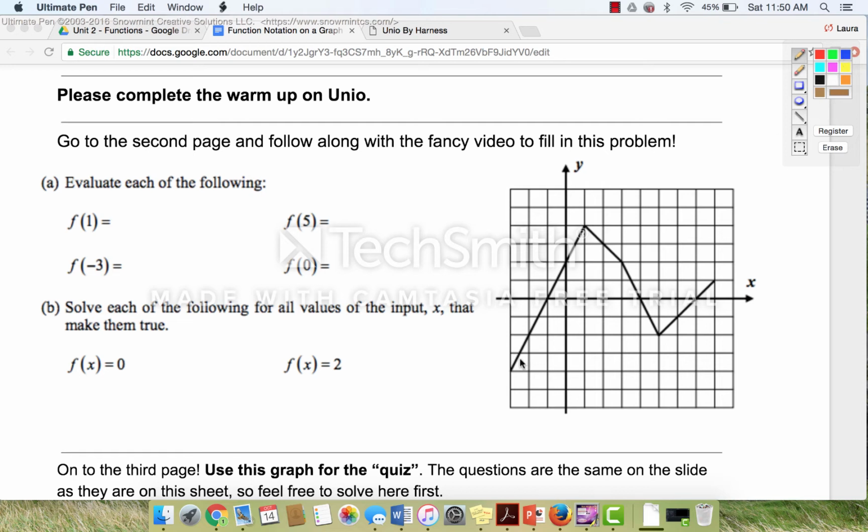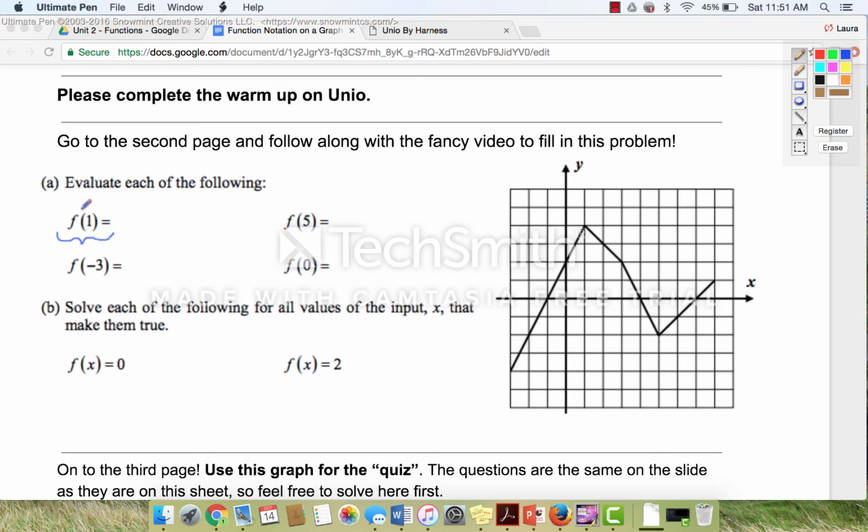So we are given this fancy little function here and we're told to evaluate each of the following. Let's take a look at this. So I'm looking for f of 1, because remember, that's how we're going to pronounce these. Ooh. Okay, my handwriting's not so bad with this little trackpad.